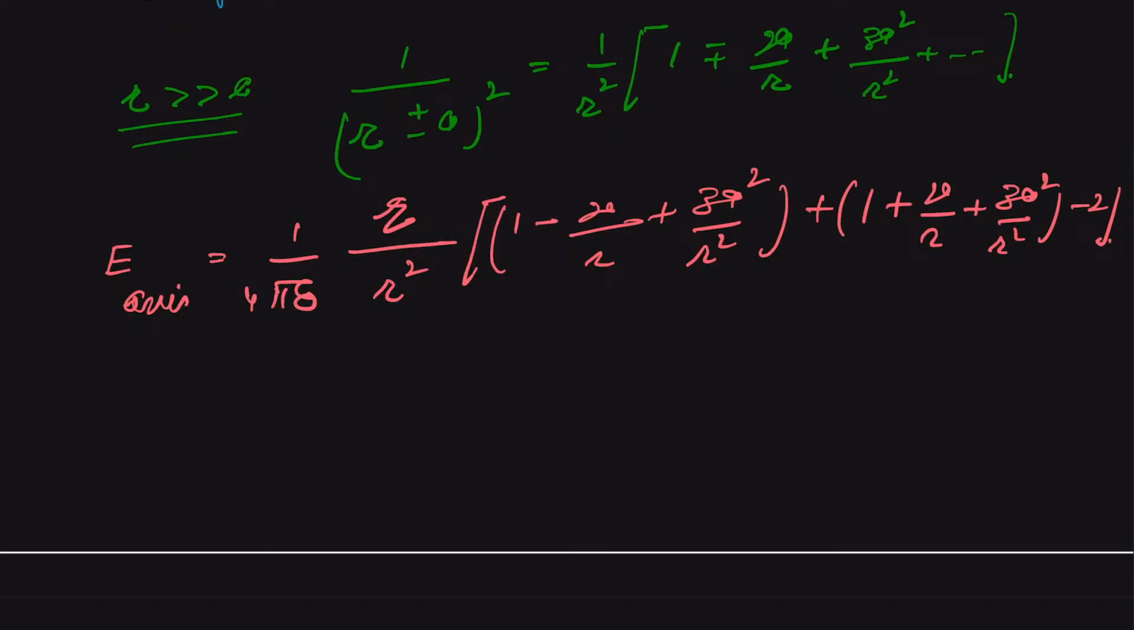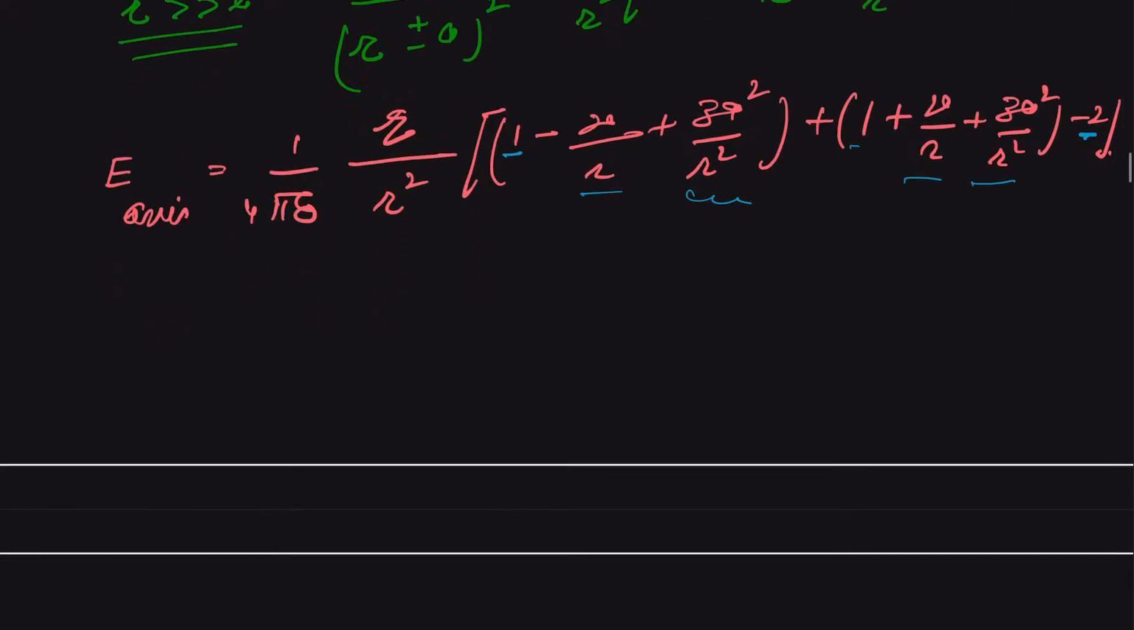And so we can just ignore these squared terms, and this r term is going to cancel out. So this will be 1 plus 1, that is 2, and here we have minus 2, so everything goes away. And so we are left with only the 1 upon r cubed term.